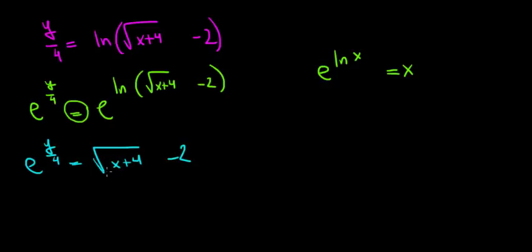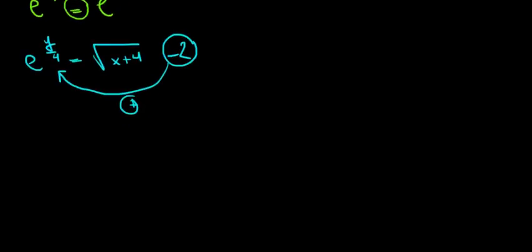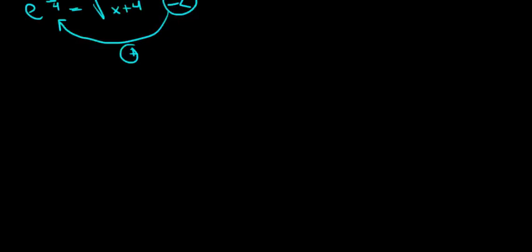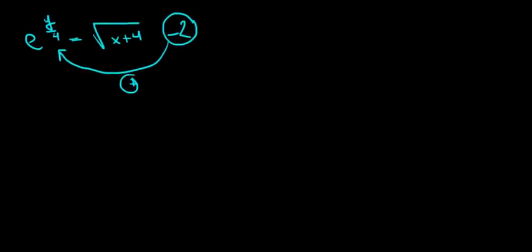Now it's looking better. We already have something only with x, but we also have this constant on this side. So let's take minus 2 to the other side and it becomes plus 2. Let's write that down. We would have e to the power y over 4, plus 2, equals square root of x plus 4. Okay, now it's even better. We have only square root of x plus 4 and we want only x.